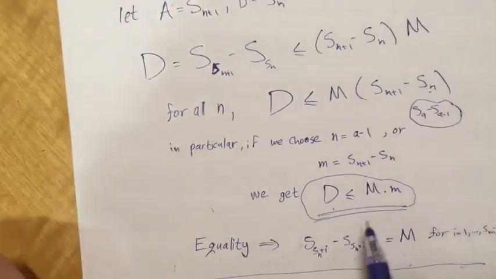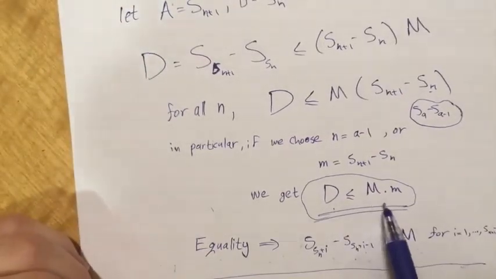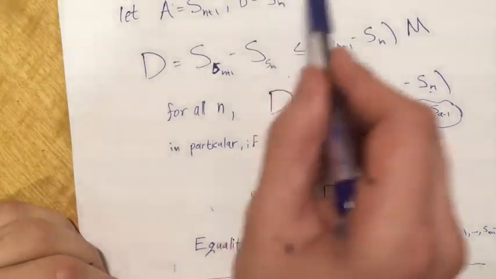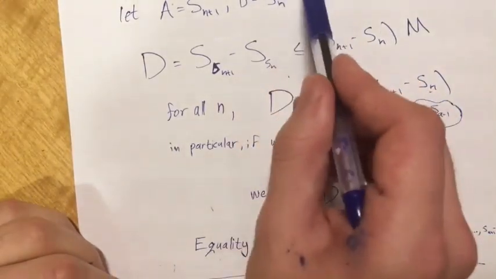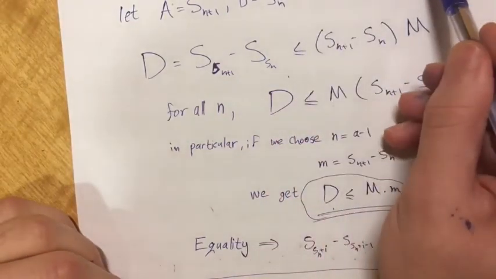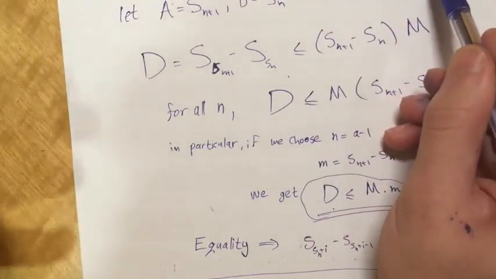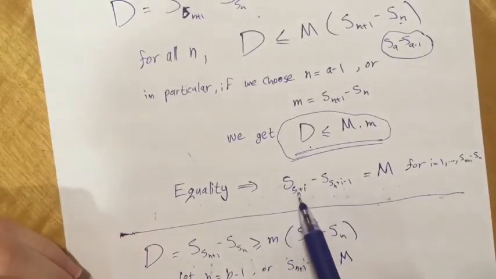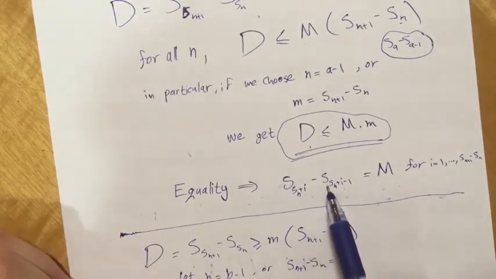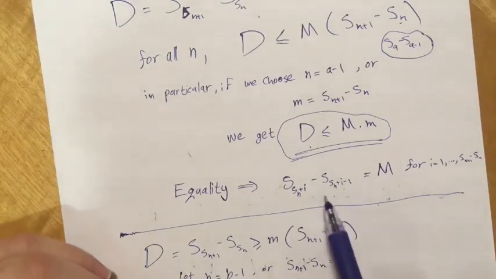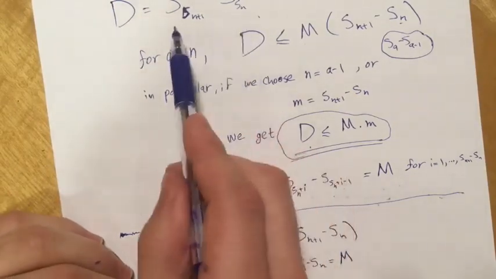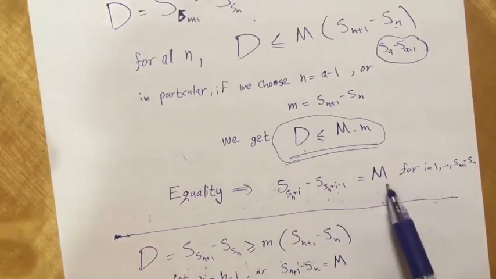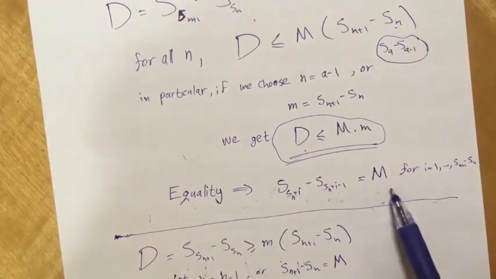Moreover, the equality holds here if and only if all the small differences that made up this expression, S_A minus S_B, are equal to capital M, the largest possible thing. So equality here would be if for all i, S of n plus i minus S of n plus i minus 1, all these differences from this one to this one, are equal to the largest possible number they can be, which is capital M.